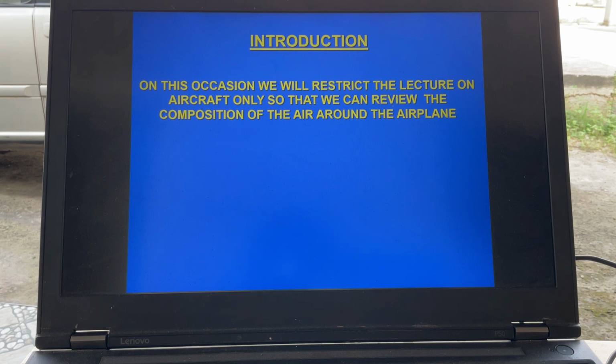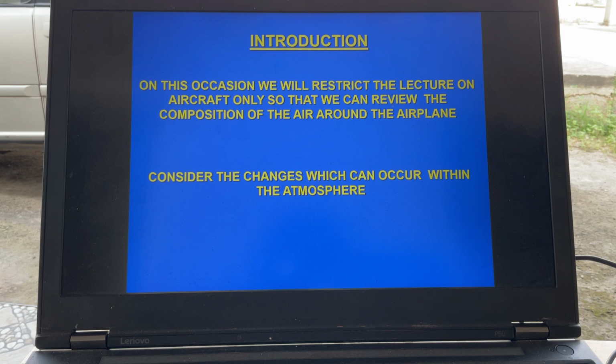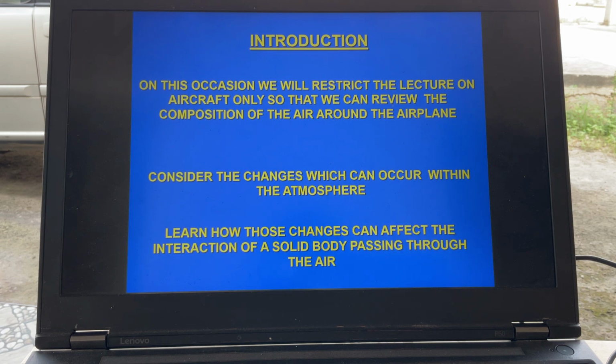Right. Now, we've mentioned different machines, but on this occasion, we're going to restrict the lecture to aircraft only, so that we can review the composition of the air around the aeroplane. So let's consider the changes which occur within the atmosphere and learn how those changes can affect the interaction of a solid body moving through the air.